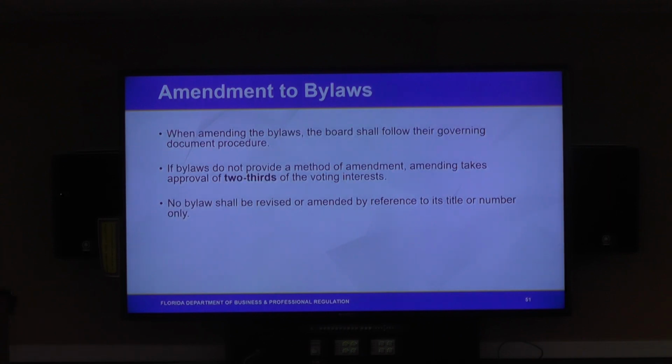Amendment to bylaws. When amending the bylaws, the board shall follow their governing document procedure. If the bylaws do not provide a method of amending, take approval of 2/3 of the voting interests. No bylaw shall be revised or amended by reference to its title or number only. For example, a proposal to amend an existing bylaw must contain the full text of the bylaw to be amended. New words must be inserted and the text underlined, and words to be deleted must be stricken with a hyphen. That's what the Florida legislature does. They underline the new words and strike through the words to be deleted.